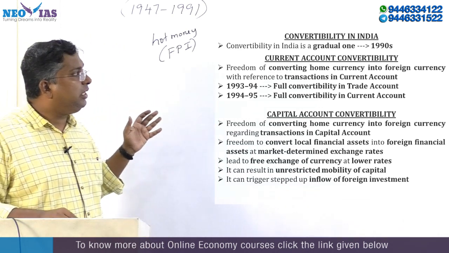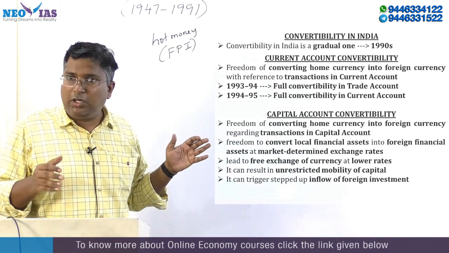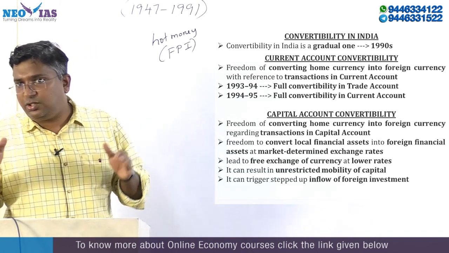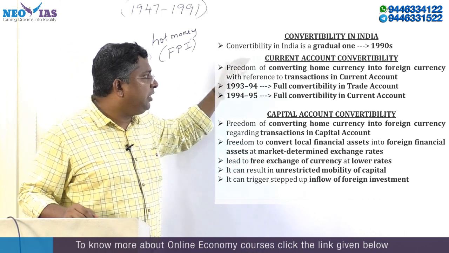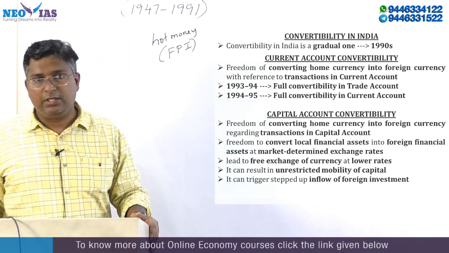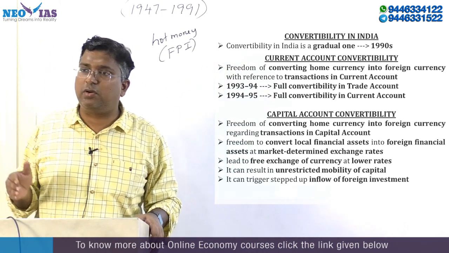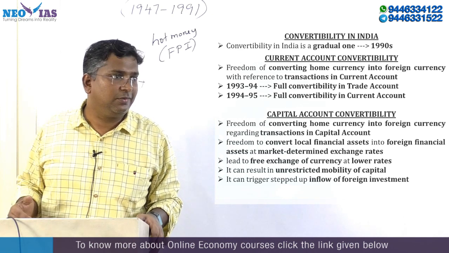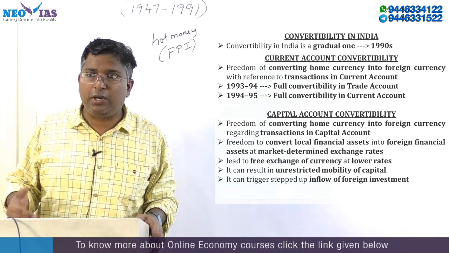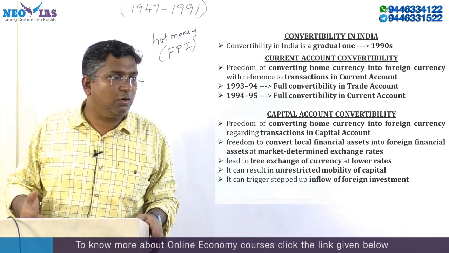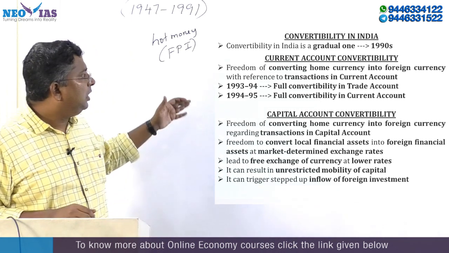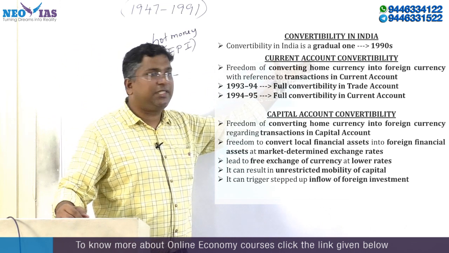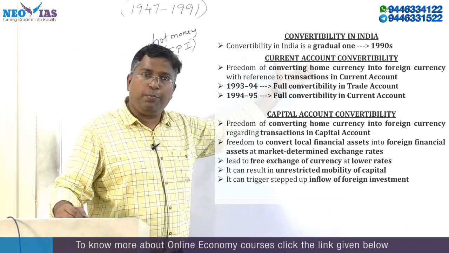In the 1990s, our convertibility regime was a gradual, slow shifting. First we introduced current account convertibility, and within the current account, the first convertibility we introduced was in the trade account. Now you should know the components of the current account and the invisible account. We know what the current account is. This is an account in the BOP.